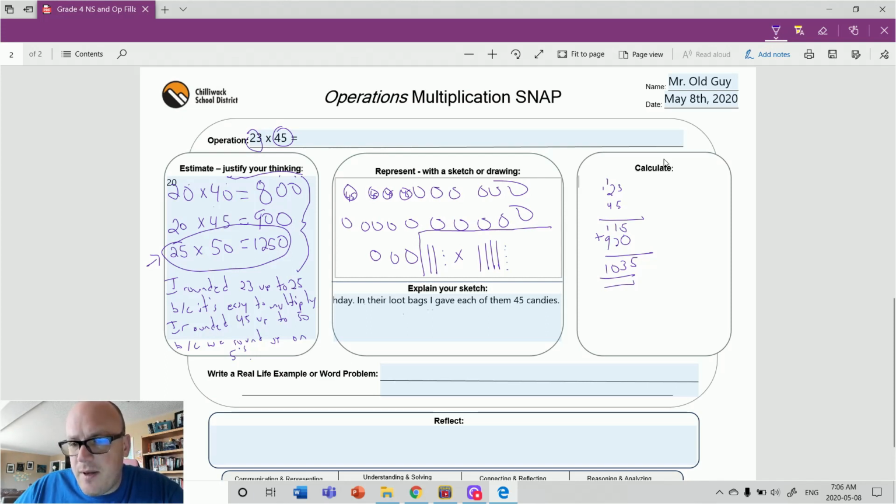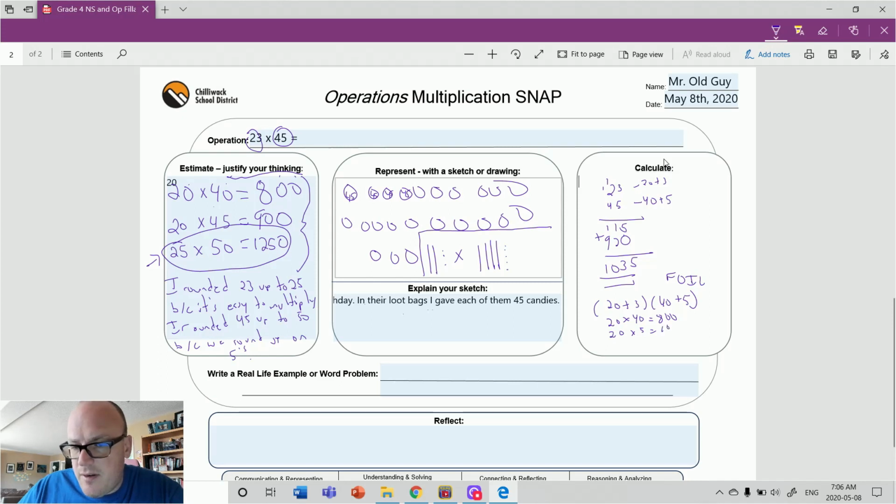Okay? The other method is 23 becomes 20 plus 3. 45 becomes 40 plus 5. So now I stick it in my brackets: 20 plus 3 multiplied by 40 plus 5. I've got FOIL here. First, 20 times 40. That equals 800. Then FOIL outer, 20 times 5.